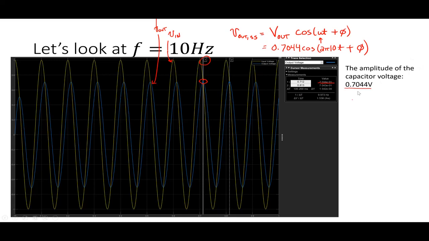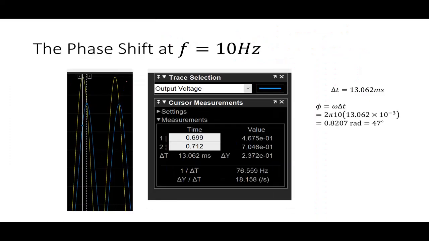Now what I want to do is figure out what phi is. I want to figure out how much shift there is between the input, the yellow, and the blue. So basically, how much time passes between here and there? How big is that gap? All right, so here I zoomed in on it.